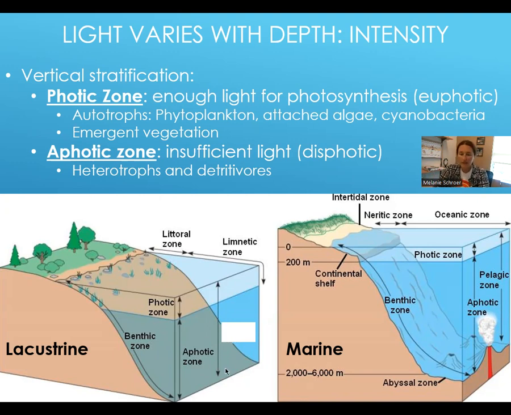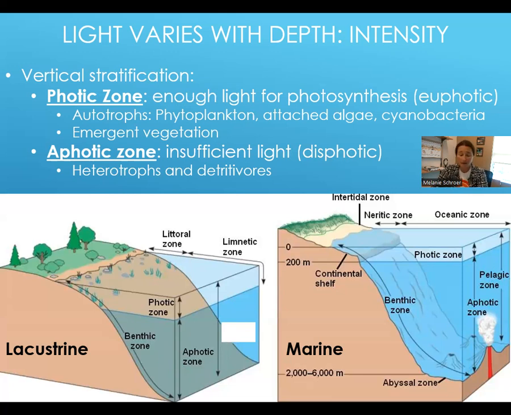Ultimately, if you get deep enough, the light is no longer going to penetrate. It's no longer going to be intense, and any light there is, is blue light. Deep to the photic zone is the aphotic zone. A means not, so this is not where photosynthesis can take place. This area is populated exclusively by heterotrophs.